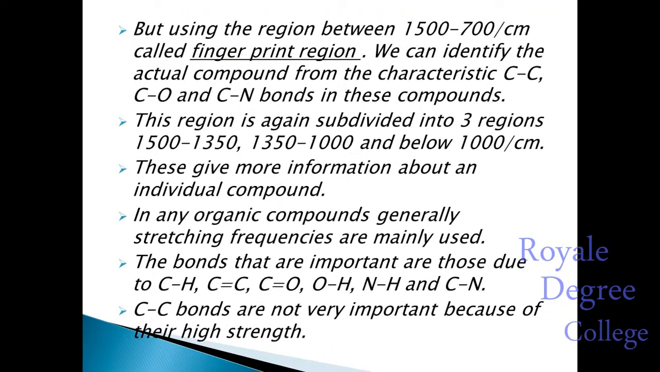But using the region between 1500 to 700 per centimeter, that region is called the fingerprint region, we can identify the actual compound from the characteristic C single bond C, C single bond O, and C single bond N bonds in these compounds. This region is again subdivided into three regions. First region is ranging from 1500 to 1350. Second region is 1350 to 1000. And the third region is below 1000 per centimeter. These give more information about an individual compound.